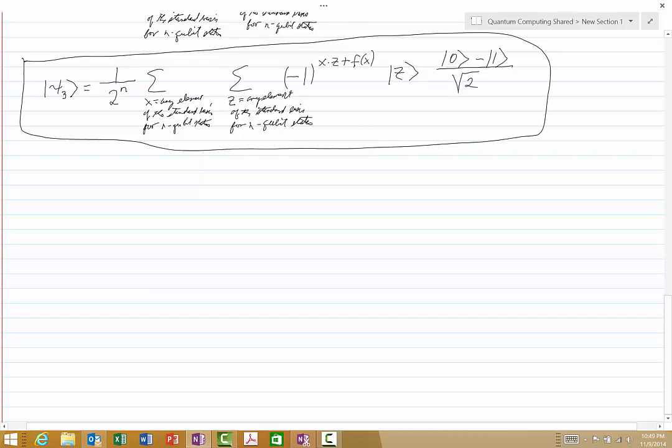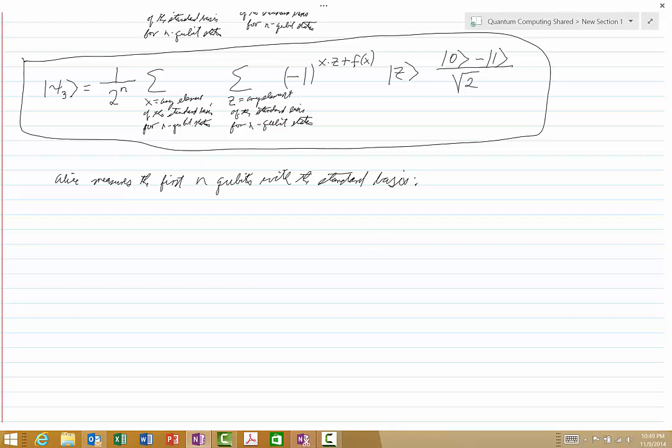Now, to finish this problem, the final step will be that Alice measures the first n qubits with the standard basis. And now we just need to understand what is going to happen.